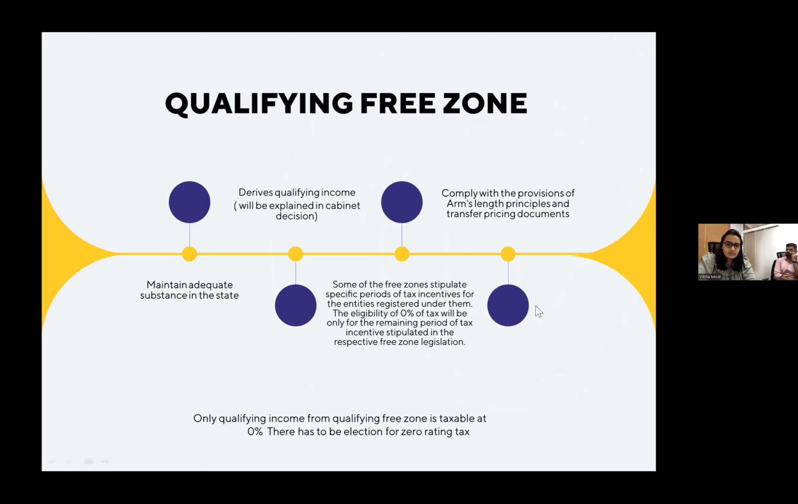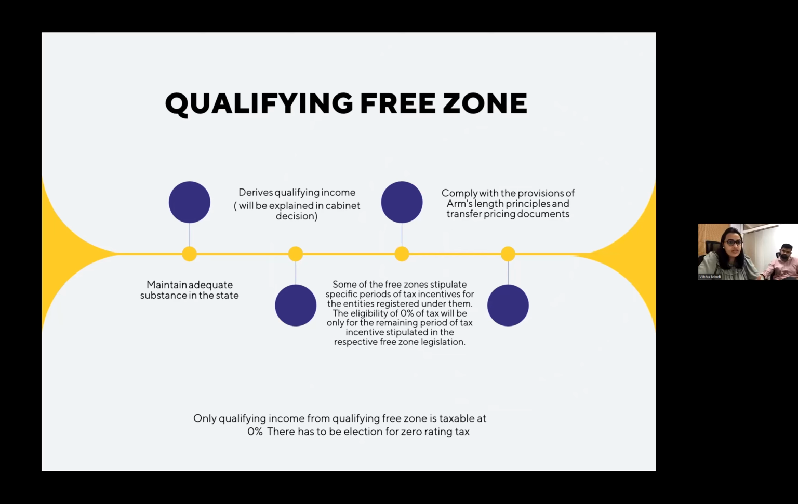So before going forward, you need to analyze what kinds of transactions are going to be covered under the transfer pricing regulation, and how you are going to comply with them, or how you can reduce them, so that the transfer pricing compliance will be less. So this is about the qualifying free zone. Only qualifying income under the qualifying free zone is eligible for exemption in corporate tax.